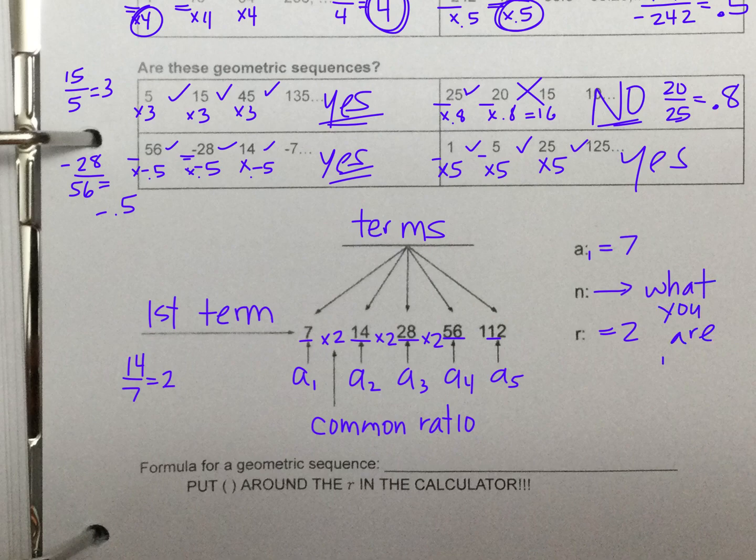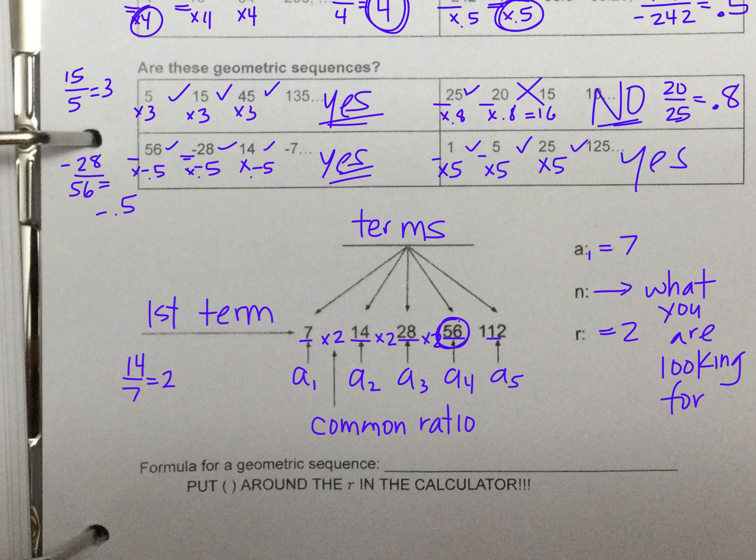The same way with our arithmetic sequences, it's easy to find the 4th term, it's not so easy to find the 80th term. So this is the same thing. I can just look at this and tell you the 4th term is a 56, but if I want to know the 80th term, I'm not going to multiply this 80 times. I'm going to use a formula.